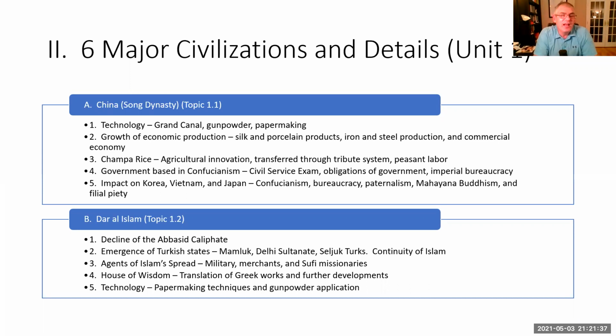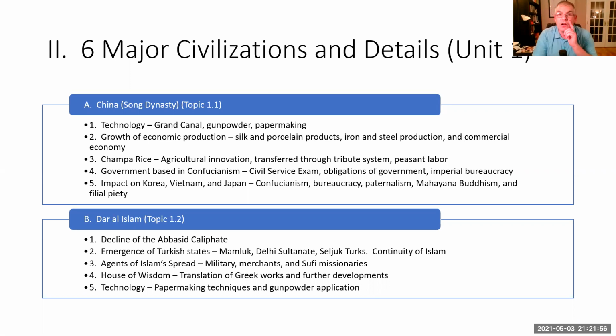And then lastly, this concept of filial piety, which comes out of Confucianism, the idea that the family comes first, and the strong emphasis on the family and loyalty to one's family. So that's China in a nutshell. And the big thing you want to understand is that the Song Dynasty is thriving.